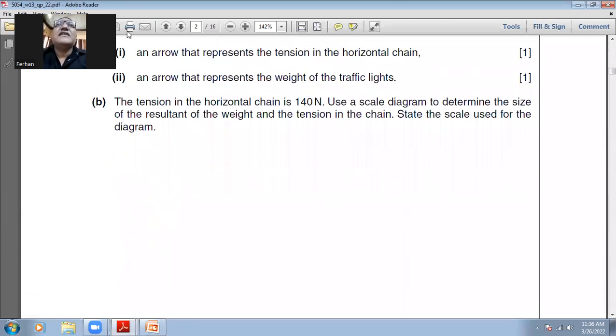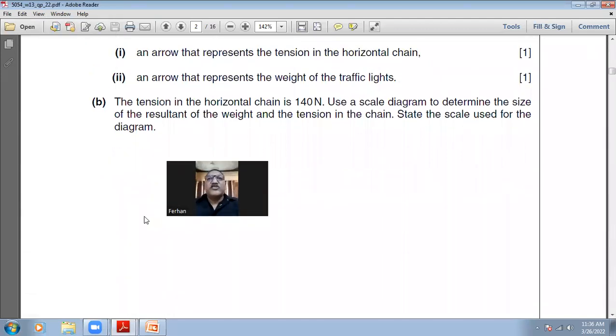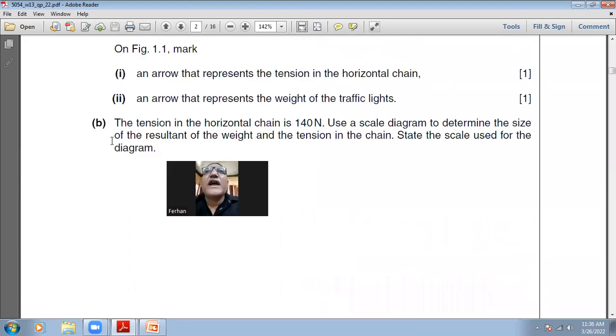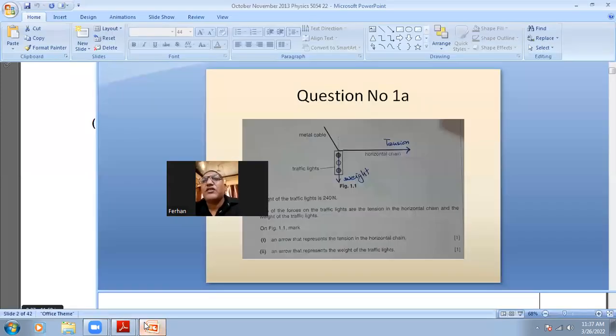It says the tension in the horizontal chain is 140 Newton. Use a scale diagram to determine the size of the resultant of the weight and the tension in the chain. State the scale used for the diagram. Okay, so we have to use a graphical method to find the resultant of these two forces. The tension in the horizontal chain is 140 Newton and the weight is 240 Newton. So first of all, we have to select some kind of scale. For example, we select that 1 centimeter represents 40 Newton. So let me show you.